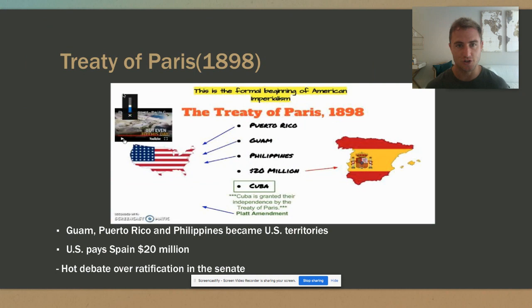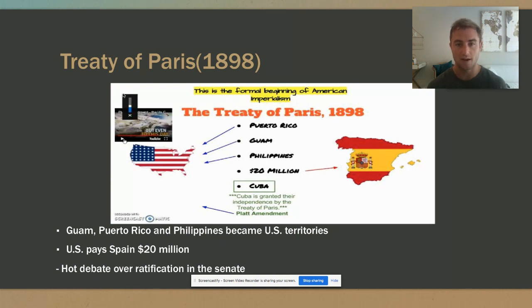And so the Treaty of Paris in 1898, we see that Guam, Puerto Rico, and the Philippines are becoming U.S. territories. Guam, of course, in the Pacific, Puerto Rico in the Caribbean, the Philippines in the Pacific. The U.S. is going to pay $20 million for damages. And here's our treaty.